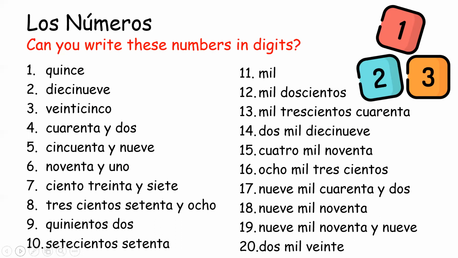Okay, let's check how you've done. I'll go through each of the answers in turn. Number 1, 15. Number 2, 19. Number 3, 25. Number 4, 42. Number 5, 59. Number 6, 91. Number 7, getting a little bigger now, 137. Number 8, 378. Number 9, 502. Number 10, 770.